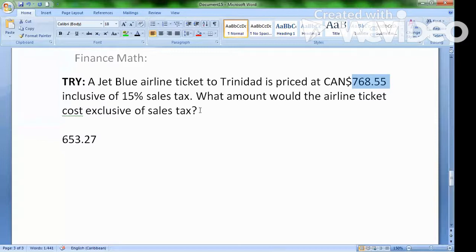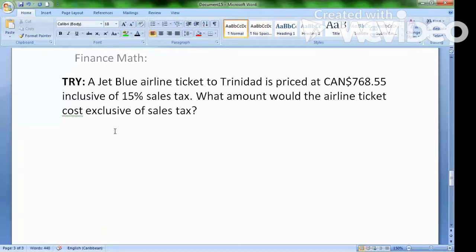Because remember, you're saying that the price of the ticket before they put tax on is this. So if I know that sales tax is 15%, if I find 15% of this, and whatever I get, I add it back to the original thing, I'm supposed to get this. All right, but I don't think you get the same thing here.